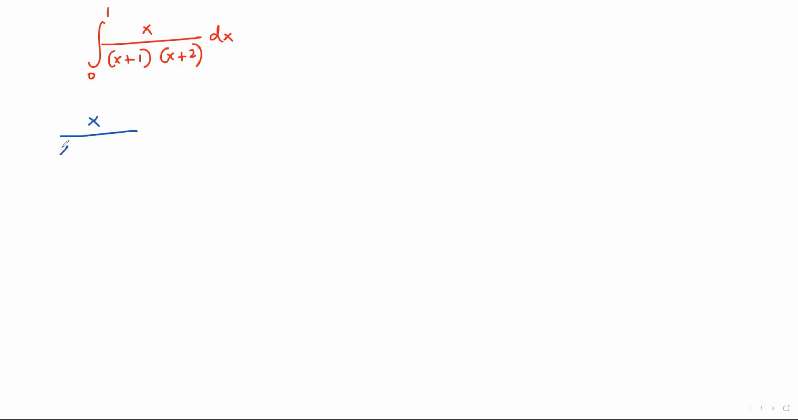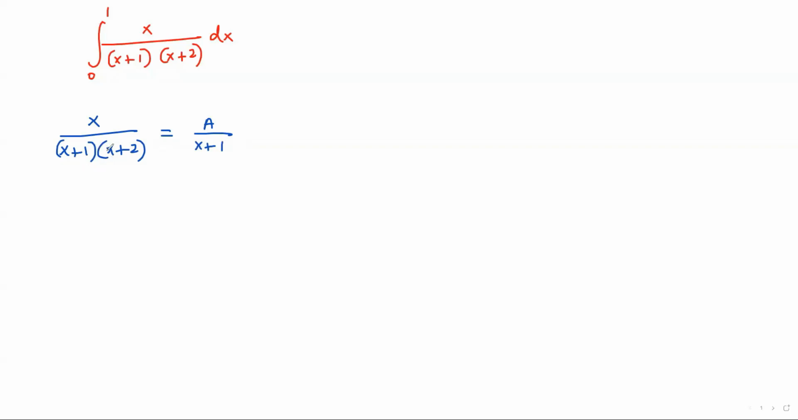So x over (x + 1)(x + 2) is equal to... To write the given rational function into partial fractions, I have to look at the denominator. Here, the denominator is a product of two binomials. When you look at the first binomial, the exponent of the variable x is 1. The exponent of the binomial is also 1. So we get A over x + 1 for the first binomial in the denominator.